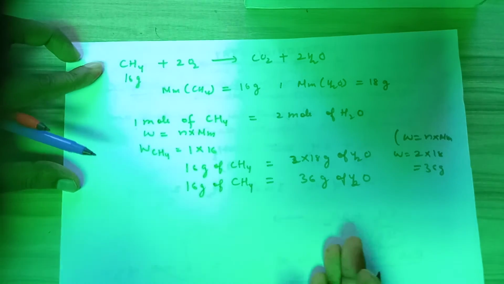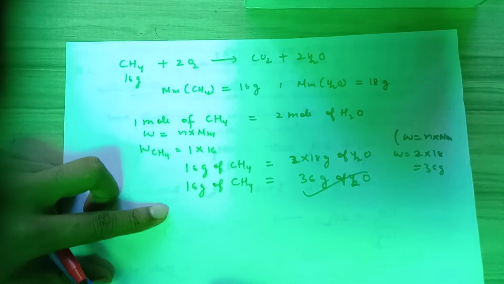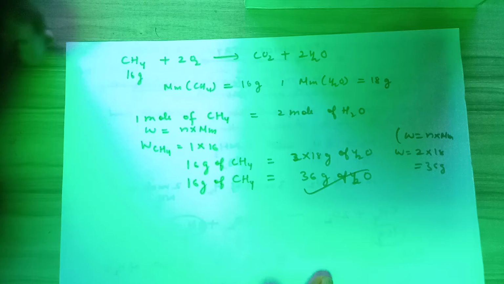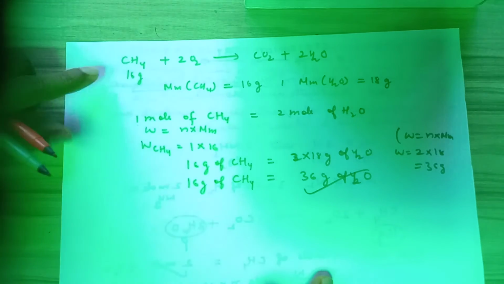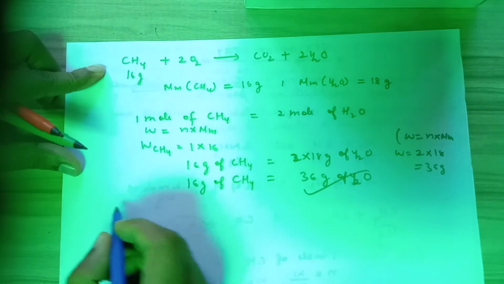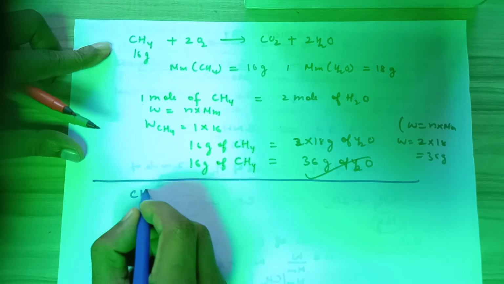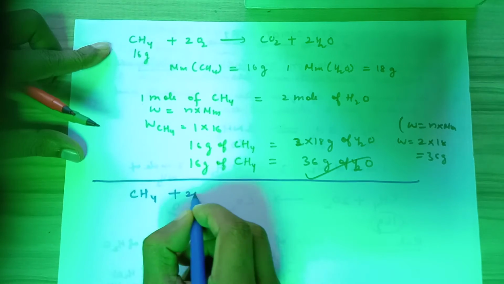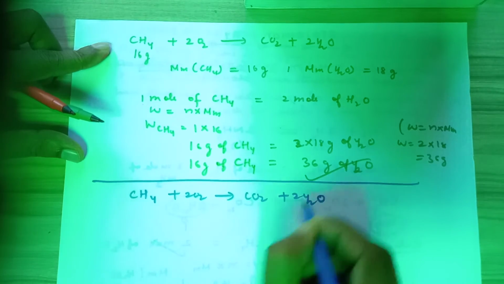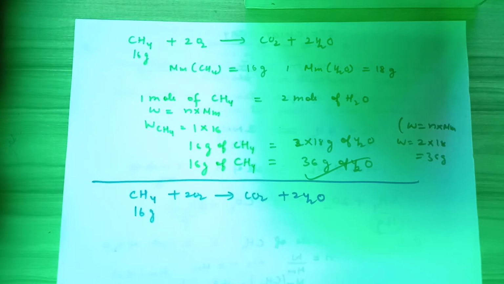So that's what we have to find, that 16 gram of methane will give us 36 gram of H2O. Now if the question is changed, now if we have to find CO2 in that 16 gram, now the question is changed that we have to find the amount of CO2 when 16 gram of methane reacts with oxygen to give carbon dioxide.